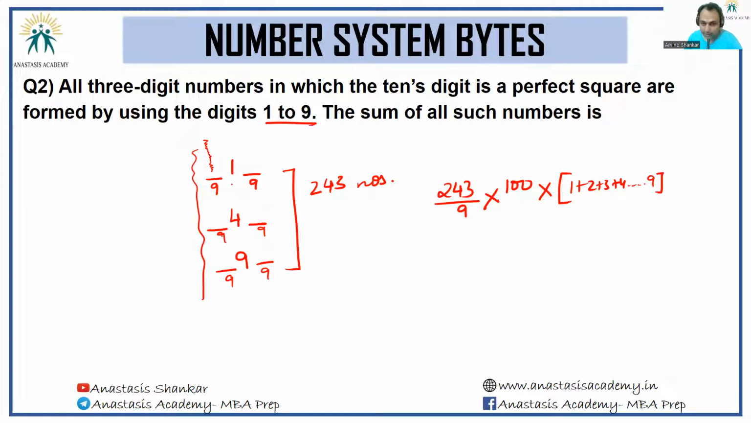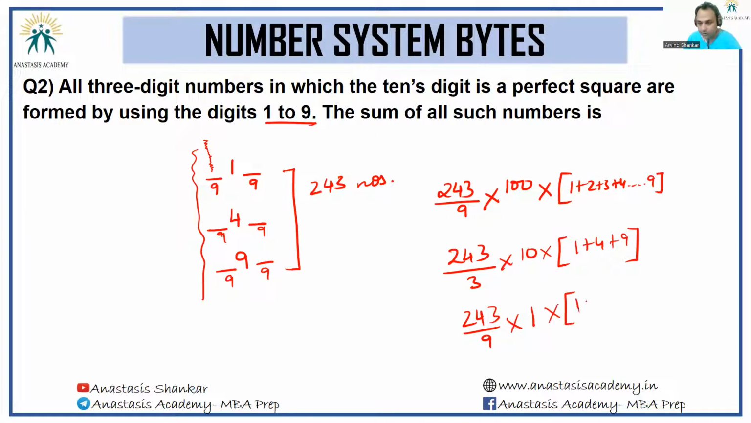Okay, now looking at the tens digit, we have 243 numbers, and each of these cases would come an equal number of times. So 243 by 3 into 10 into the sum of 1 plus 4 plus 9. And finally, for the unit digit, we would get 243 by 9 into 1 into 1 plus 2 plus 3, and so on and so forth, plus 9. So basically, we have 27 into 45 right at the end.